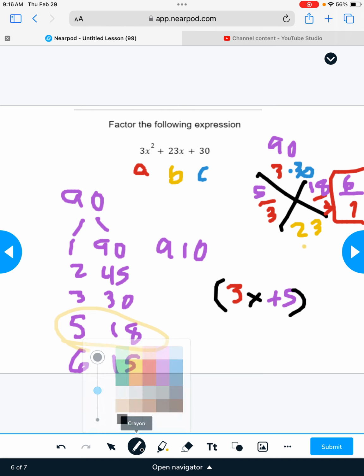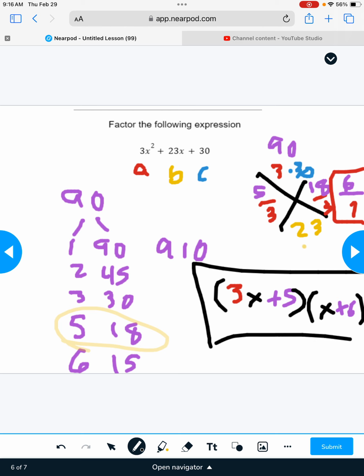The second one, the invisible 1, goes in front of my x over here. So I don't need a 1 there. And then I do have a positive 6 over here, and so I put the plus 6 and I close the parentheses, and these are the two parentheses that we need to make it.